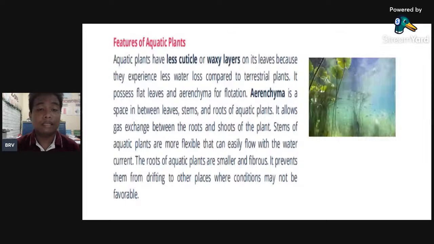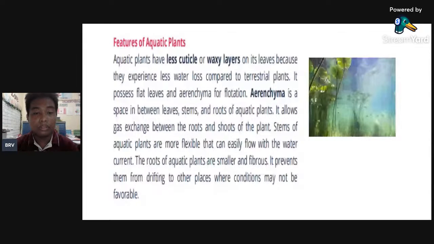It possesses flat leaves and aerenchyma for flotation. Aerenchyma is a space in between leaves, stems, and roots of aquatic plants. It allows gas exchange between the roots and shoots of the plant. Stems of aquatic plants are more flexible that can easily flow with the water current. Because of their flexible stems, if there's a water current, muuyon lang sila sa current.